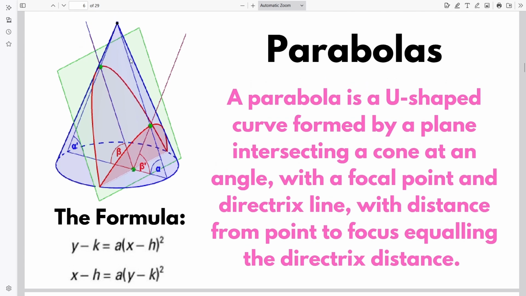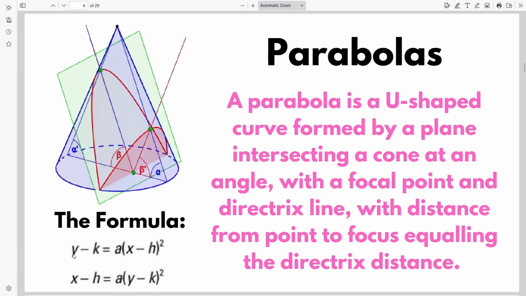Now there are two formulas. y minus k equals a times the quantity x minus h squared, and the same is true for x minus h equals a times the quantity y minus k squared.